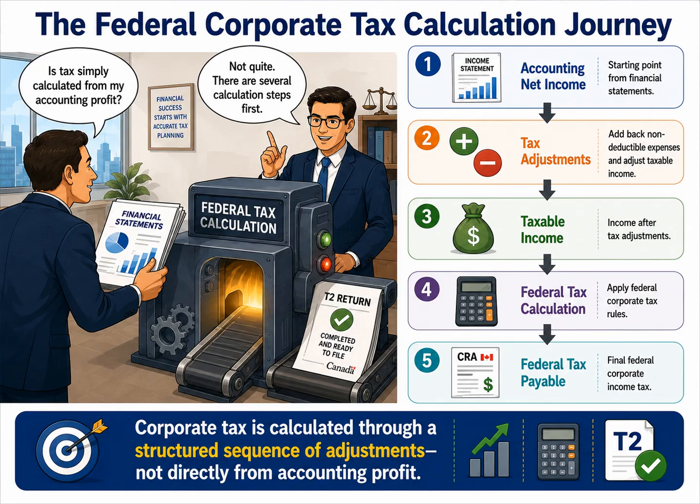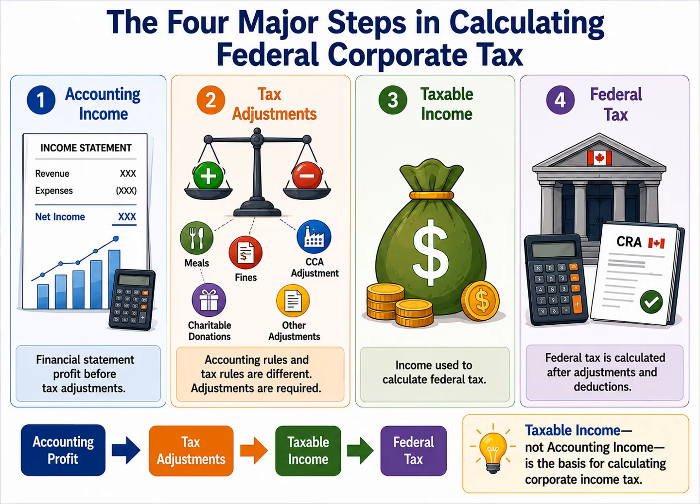The key idea to remember is that accounting profit is only the starting point. Corporate tax is calculated through a logical sequence of tax adjustments that transforms accounting income into taxable income, and only then is the federal corporate tax calculated. Understanding this methodology makes the entire corporate tax calculation process much easier to follow. Accounting profit is only the starting point of the corporate tax calculation process.